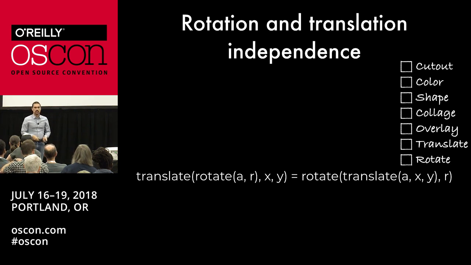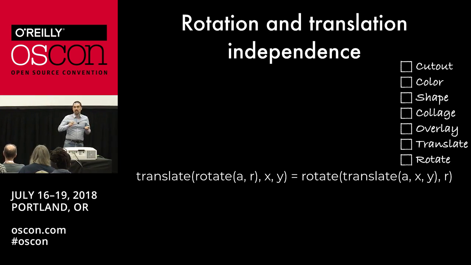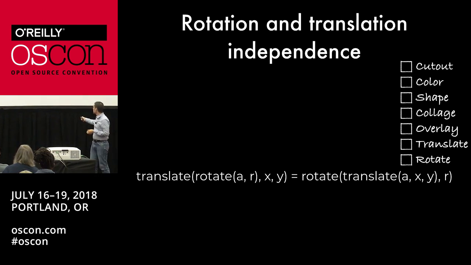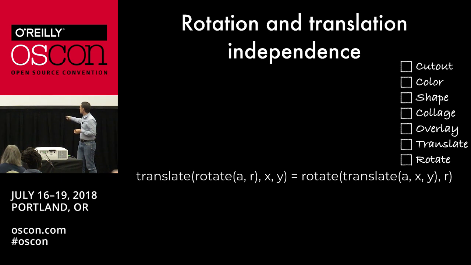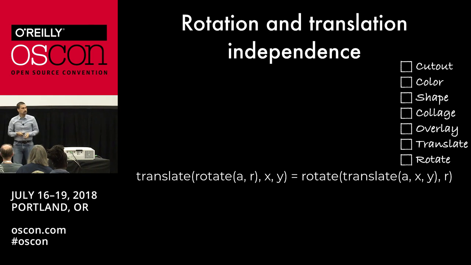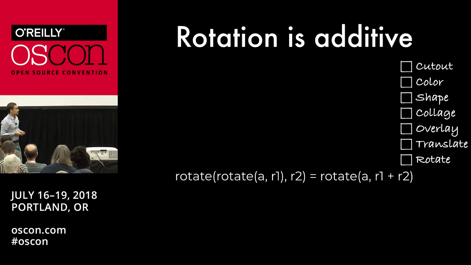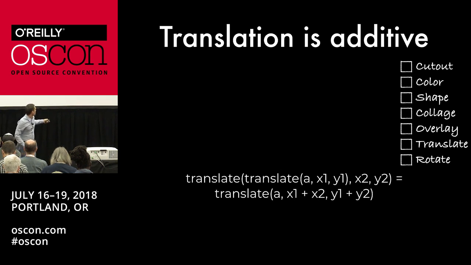Okay, so translation and rotation independence. What does that mean? I'm trying to come up with a very concise and precise mathematical type notation for this. And so what I'm saying is if I rotate and then translate, it's the same as translating and then rotating, right? If I do this and then this, it's the same as this and then this. I'll get the same picture. Rotation is additive, same thing. I'm making a concise mathematical notation. If I rotate by R1 and then rotate by R2, it's the same as rotating by R1 plus R2, right? Same thing. And then translation is the same. It's just too long for one line.